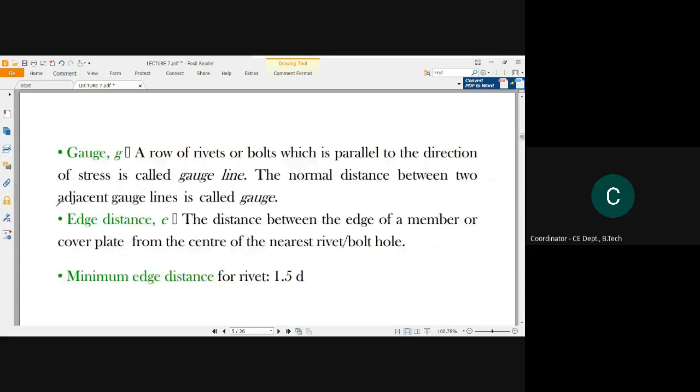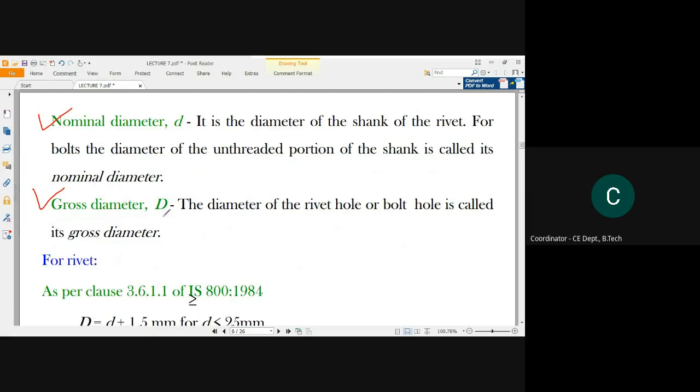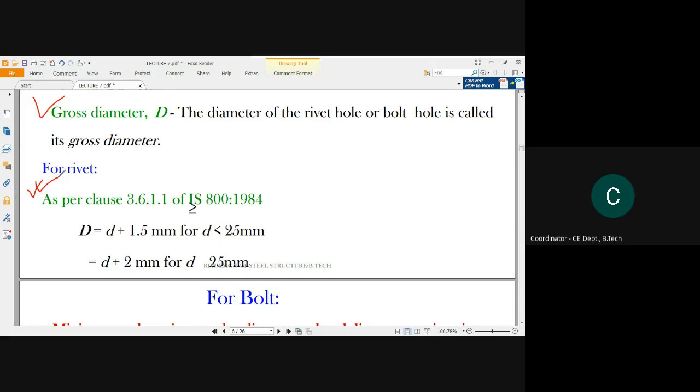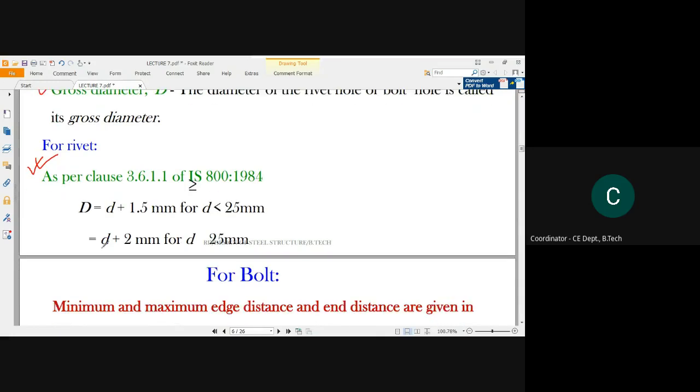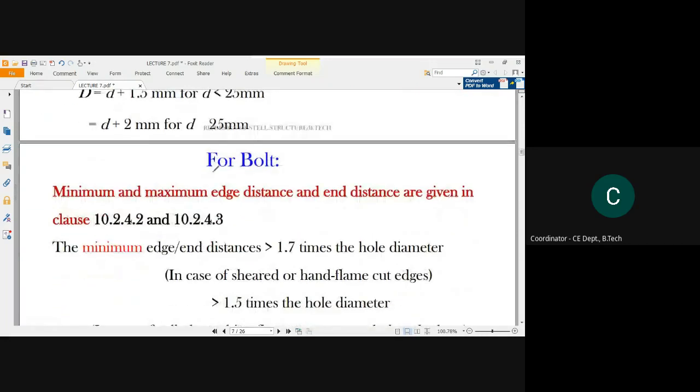And what is the gross diameter? Gross diameter is the diameter of the rivet hole or bolt hole. I am not going through this connection with proper detailing, so I will jump into the bolt connection for every detailing. For bolt connection, the minimum and maximum edge distance and end distance are given in clause 10.2.4.2 and 10.2.4.3.